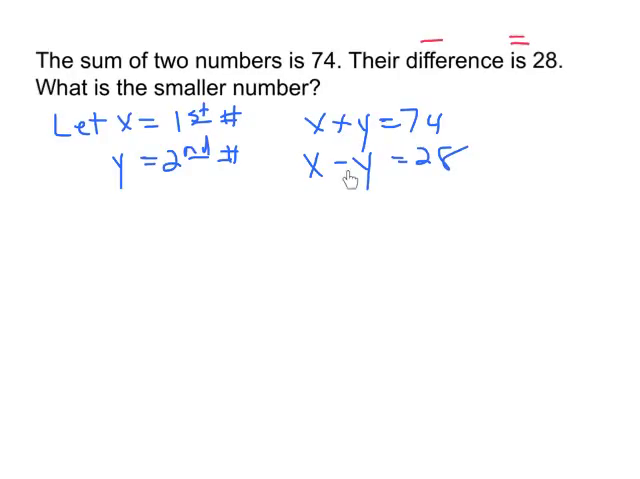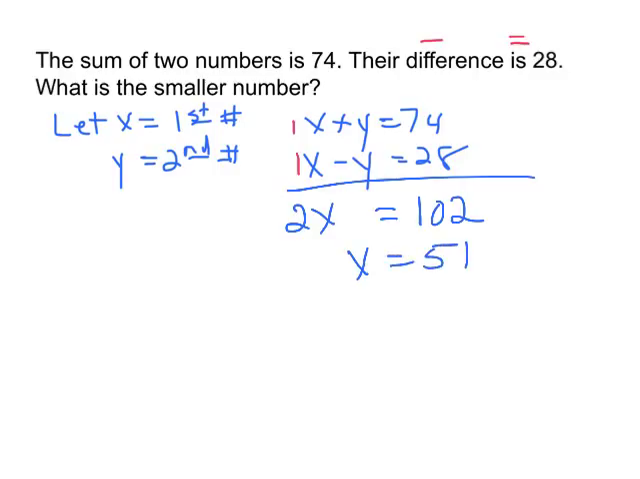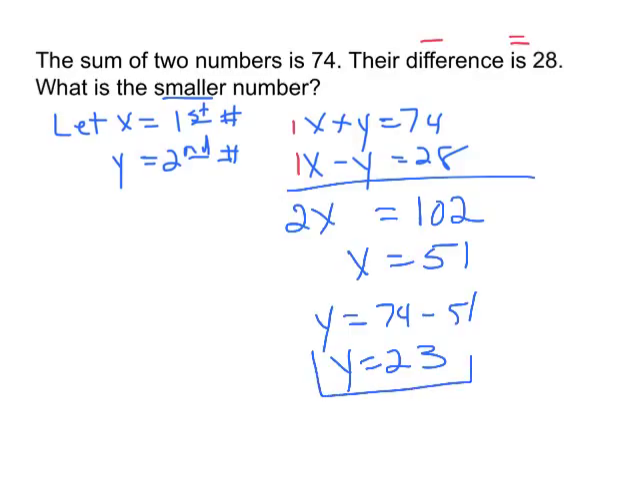Well, we already have additive inverses, so I can add these two equations together. And remember, there's an implied 1 in front of the x, so when I add x plus x, I get 2x. My y's add to 0, and 74 plus 28 is going to be 102, which means x needs to be 51. To find y, you just put in y is going to be 74 minus 51. So that ends up being 23. Since I'm looking for the smaller number, it should be 23.